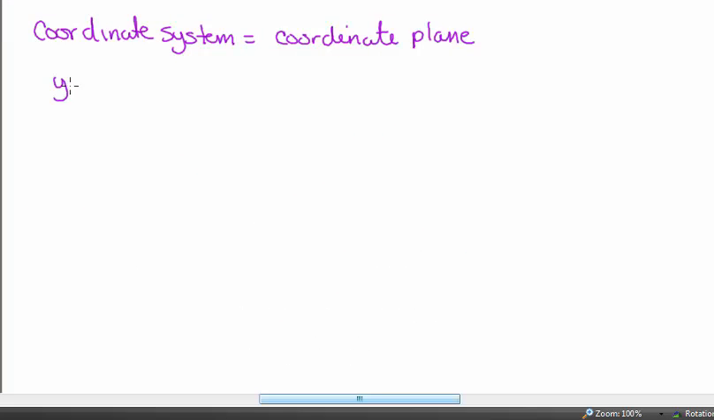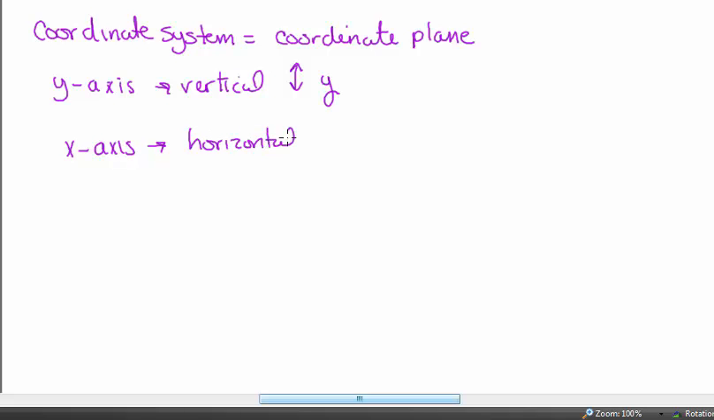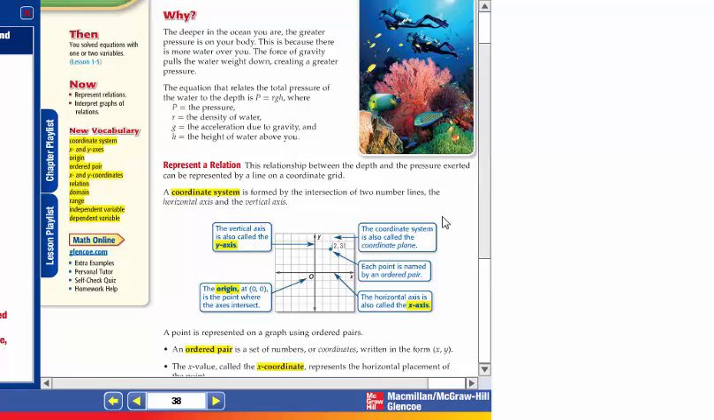Let's write these down. Y-axis is vertical, which means it goes up and down, kind of like the letter Y goes up and down. The x-axis is horizontal. It goes sideways, kind of like the Y doesn't go sideways. The origin is the point 0, 0. So both the x and the y are 0.